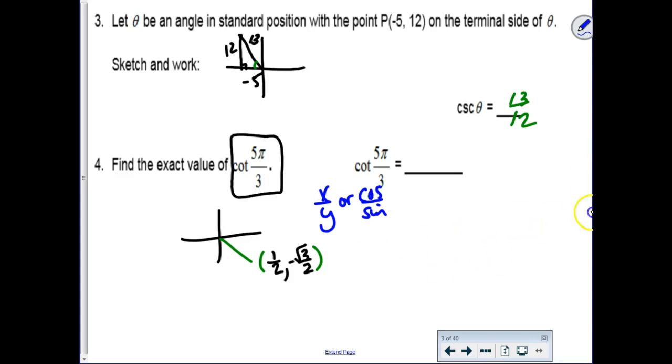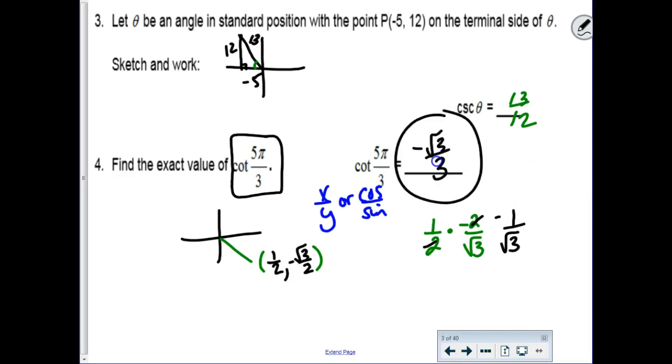Cosine, what is cosine? 1/2. And then instead of dividing by sine, remember we always multiply by the reciprocal. The 2's cancel. Don't lose your negative here, guys. And then instead of negative 1 over square root of 3, I'm going to expect you to give me an exact rationalized answer. So hit top and bottom by square root of 3. Negative square root of 3 over 3 is the final answer.